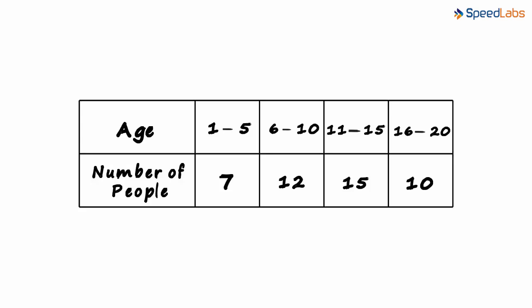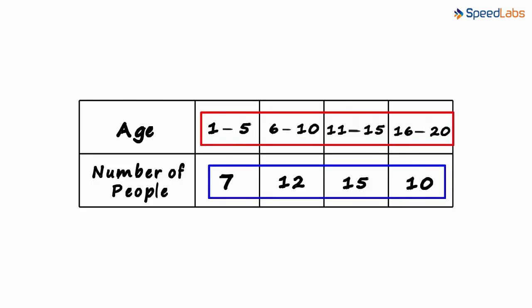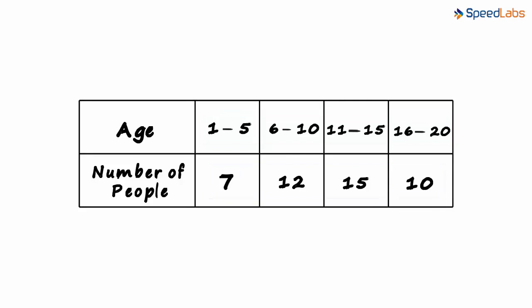Look at this table where we have the age in one row and number of people in the other. The class intervals are 1 to 5 years, 6 to 10 years, 11 to 15 years, and 16 to 20 years. Number of people who are aged between 1 and 5 years are 7, aged between 6 and 10 years are 12, 15 people have their age between 11 and 15 years, and 10 people in the last group.